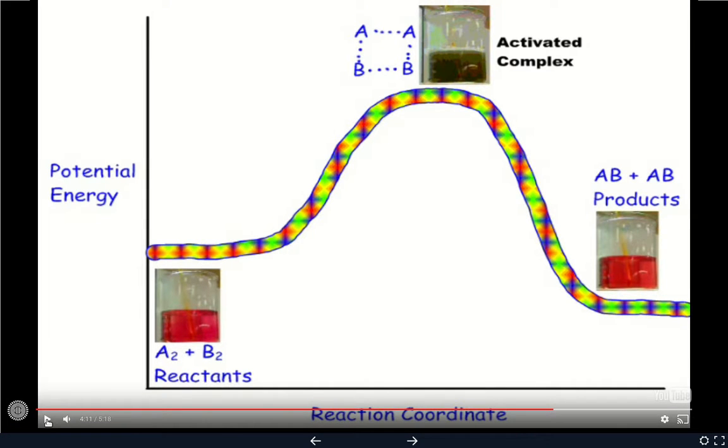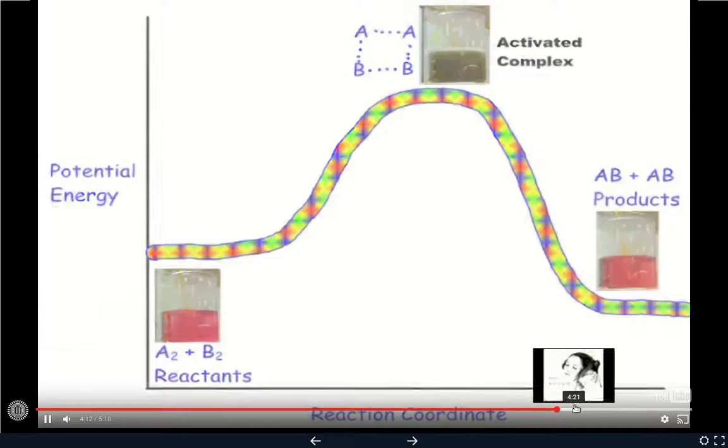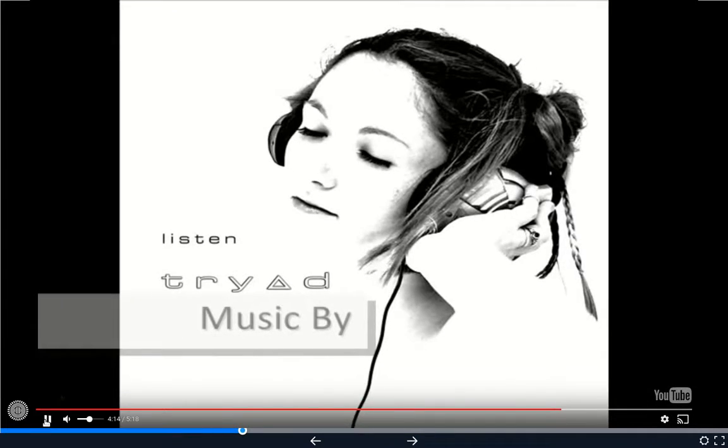So looking at this one, is it endothermic or is it exothermic? Well, you'll notice that the energy of the products is lower than the energy of the reactants. So this is also exothermic. And the comparison between this line and the top of the hill would be your activation energy. Alright, that's all we're going to do for here.